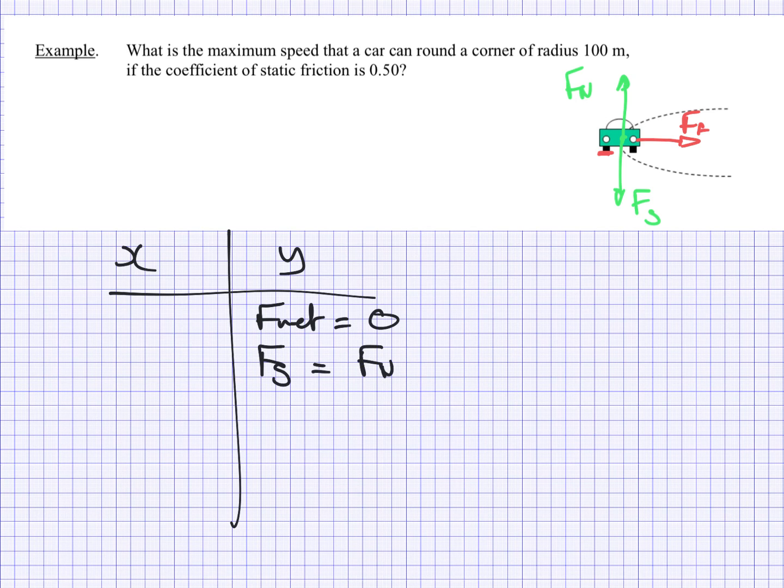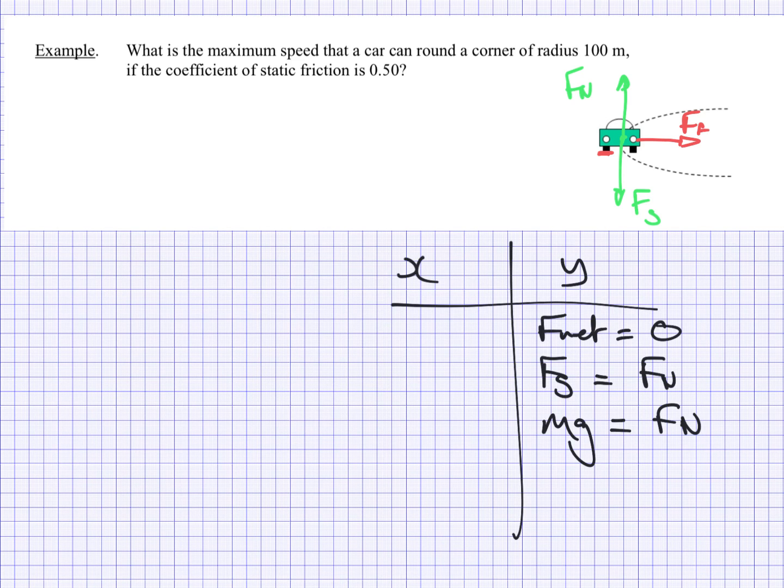Now, force of gravity, of course, being mg. So mg is equal to the force normal. In the x direction, we have this physics principle that the sum of all forces is going to be equal to the centripetal force. And there is only one force acting on this horizontally, and that would be the force of friction. So we have this force centripetal being equal to the force of friction.